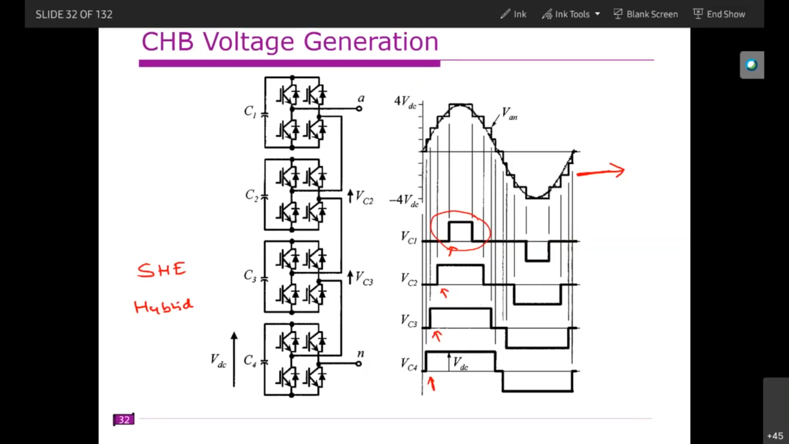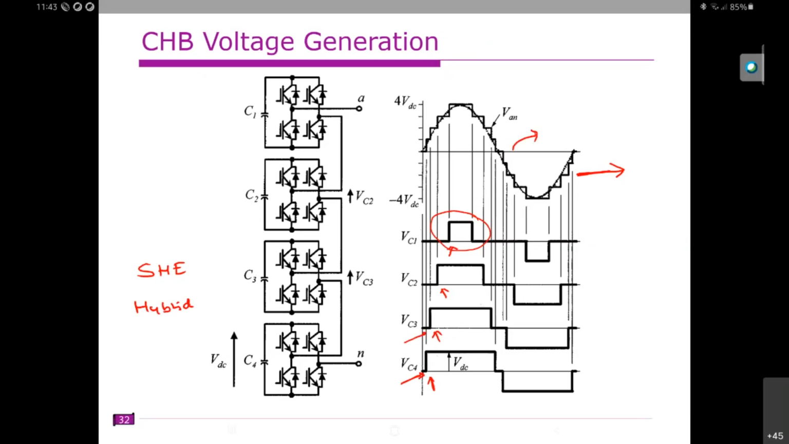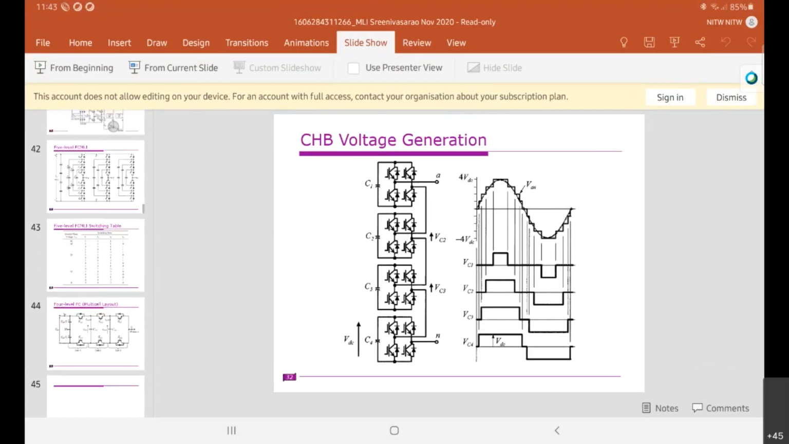So we will discuss selective harmonic elimination and hybrid PWM technique for this cascade H-bridge inverter. We already discussed this in previous classes, right? So in this lecture, what is the exact switching instant to obtain this kind of staircase waveform, which is operated at a fundamental frequency? This is known as staircase modulation or selective harmonic elimination for cascade H-bridge.